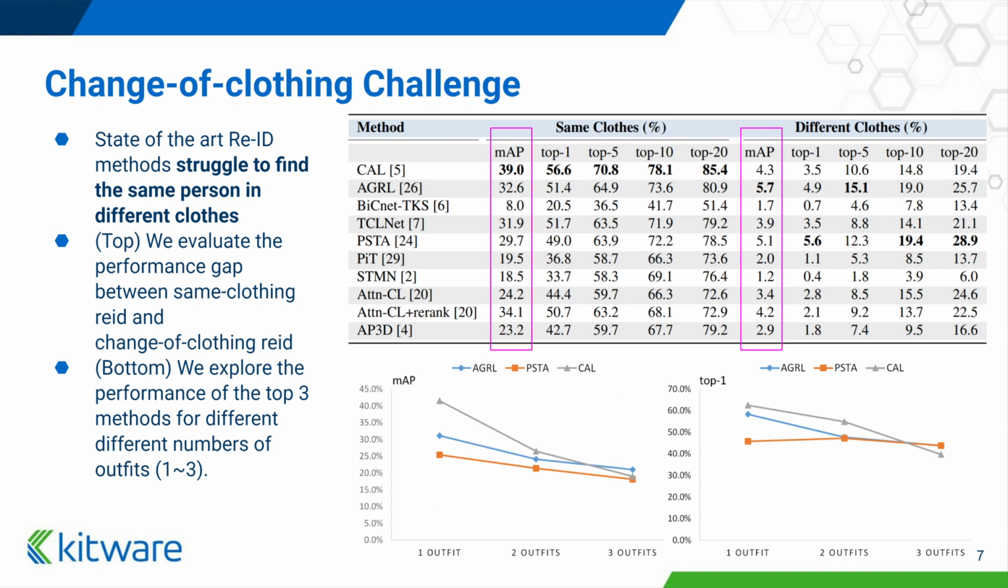Change of clothing presents a significant challenge to existing ReID methods. You can see that with the same clothes, a person can be identified now with state-of-the-art methods in our dataset at about 39 mAP. However, when we introduce changes of clothing, that mAP drops to 5.7%. So this presents a significant challenge to existing ReID methods. Effectively, we know now that ReID methods struggle to find the same person in different clothes.